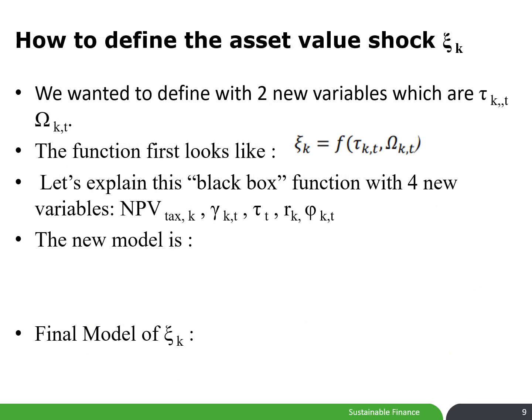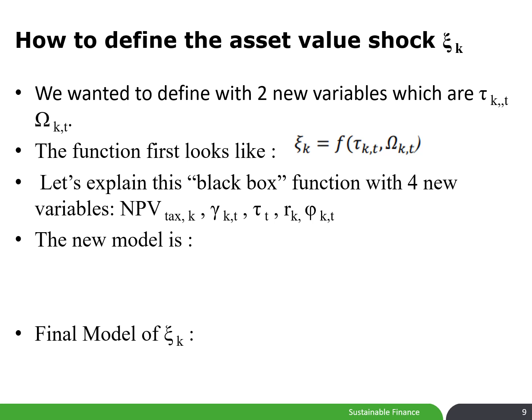We will see now how to define the asset value shock, epsilon k. We want to define it with two new variables, which are tau and omega. Tau kt represents the euro tax amount per ton of CO2 emission over time, and omega is a set of vulnerability parameters for the segment k at the time t.